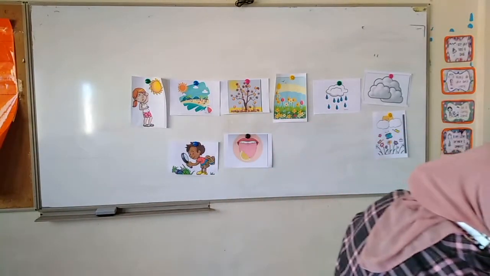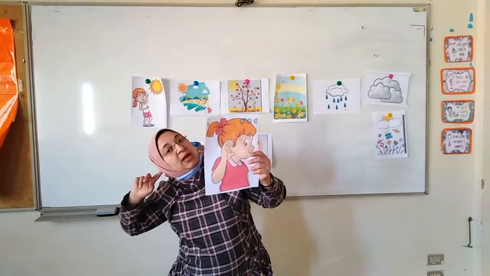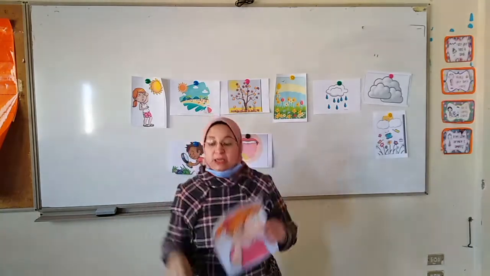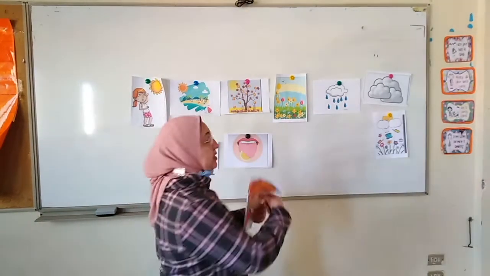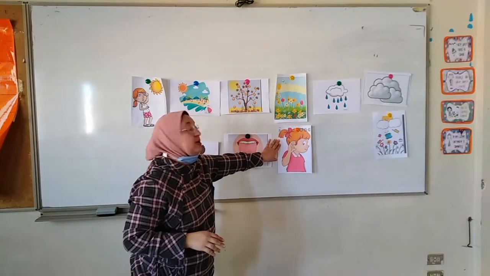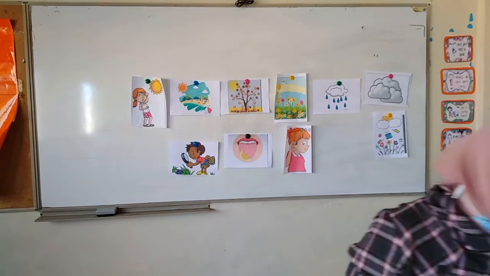Okay. Number 3 is this one. What's this one? Hearing. Very good. To hear. So the sense number 3 is hearing. To hear, and we hear with our ears. Of course, we hear with our ears. What's the fourth one? Let's see it.